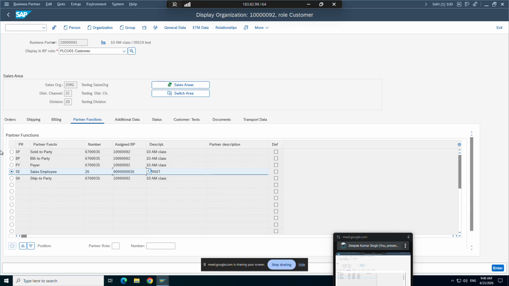Don't worry. Sold to means who is placing the order. Bill to, whose name has to be printed on the bill. Generally, these two are the same. What changes basically is the payer sometimes, and ship to party also changes most of the time.